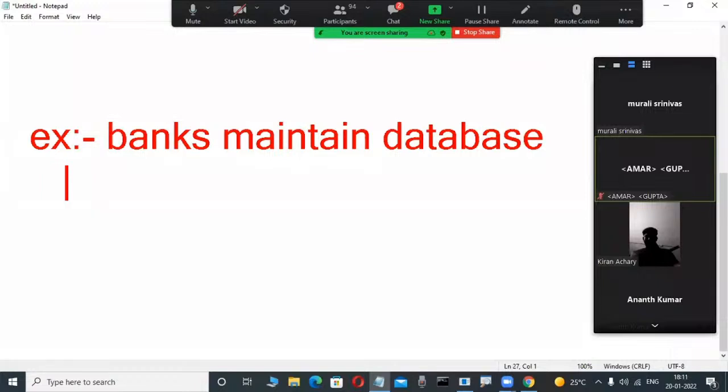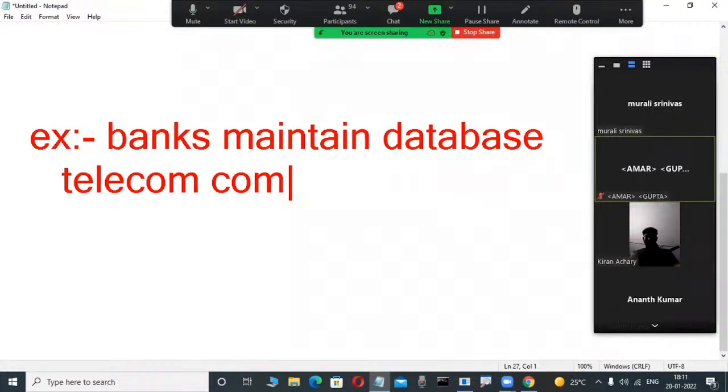Suppose telecom companies. So many examples are there, just roughly, easily understandable. I'm telling, telecom companies maintain databases. Suppose you make a call to your friend or anything. Those call details will be stored in a database.